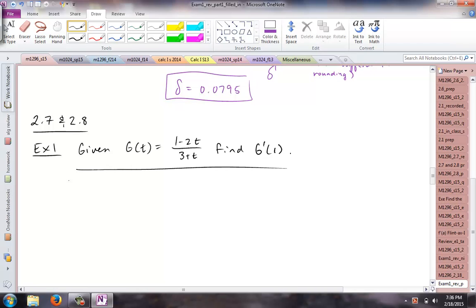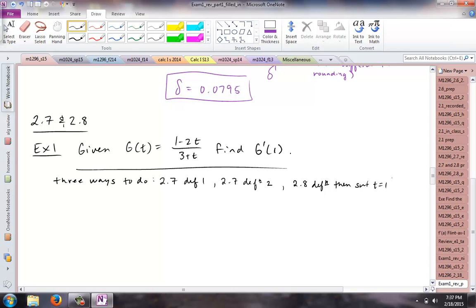Before we dive into this, there are actually 3 ways to do this problem. This is a 2.7 problem, but now that we've covered 2.8, that gives us another way to do it. There are 2 definitions in 2.7. Definition 1, you could do it that way. You could use the other definition, with h in it. Or you could use the 2.8 definition, then sub in t equals 1. Now you can do any of these 3 ways.